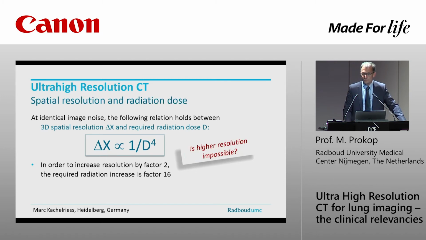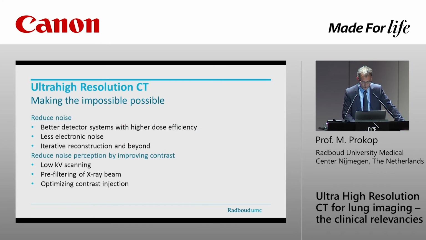So the question is really, is higher resolution impossible because of those issues? So the factor that needs to be done is to make actually something that seems impossible possible, and the focus has to be put on reducing noise. And we can do that in 2 ways. We can reduce the noise itself, and we can reduce the noise perception, so the noise that we see on the images. One is by using better detector systems with higher dose efficiency, and the most effective one would ultimately be photon counting, have less electronic noise, and use iterative reconstructions or even more advanced reconstructions that allow you to kind of control noise effectively. The second one is to reduce noise perception by improving contrast by using low kV scanning, using harder X-ray beams, and optimizing contrast injection.